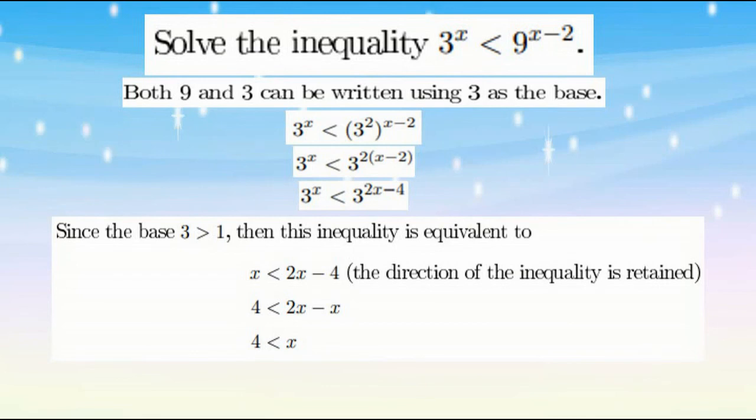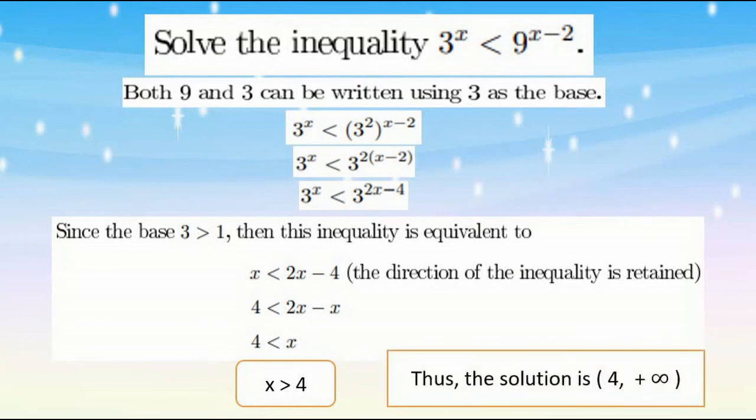So 4 is less than 2x minus x. So 4 is less than x. Now, this is x is greater than 4. Thus, the solution is 4 to positive infinity.